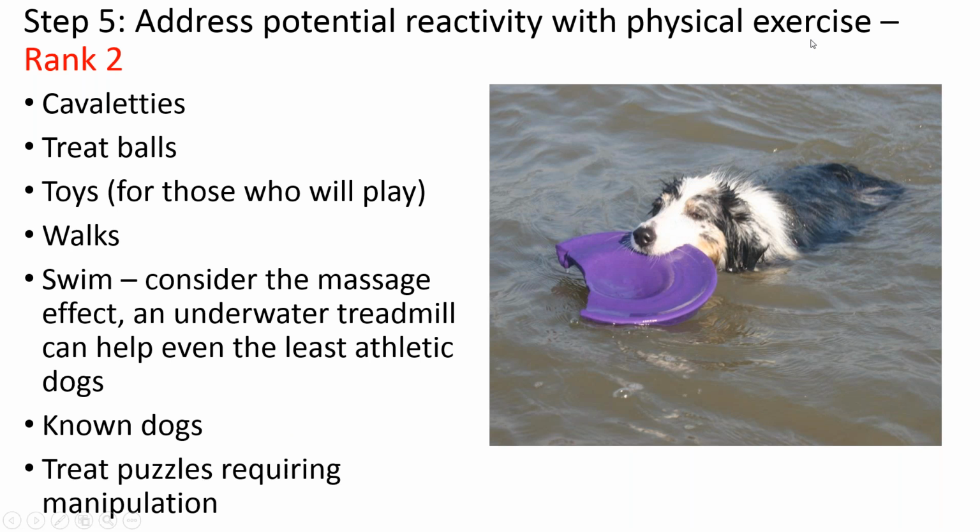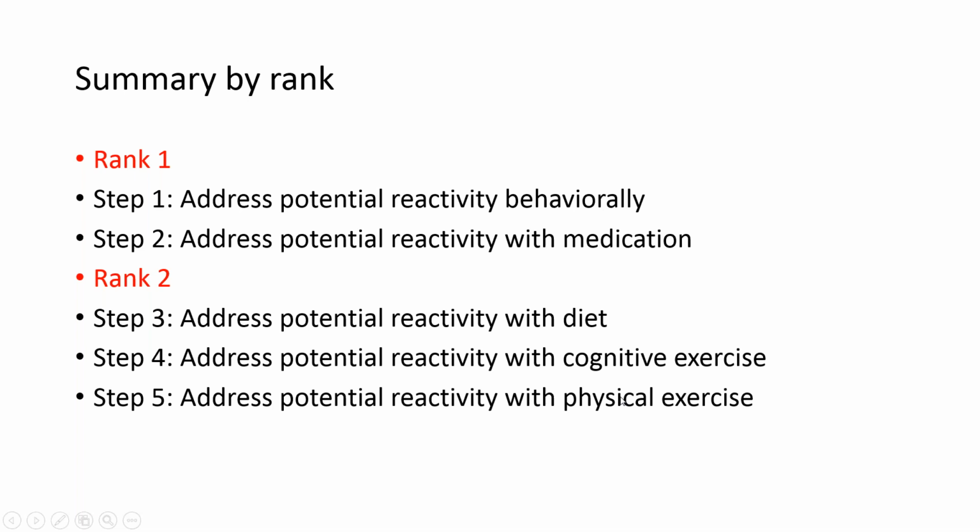But here's the problem. Most people start with the physical exercise, and then maybe they'll do some of the cognitive things, and they'll do diet, and they've got this completely backwards. They need to protect the animal first, to minimize the behavioral reactivity, address the reactivity with medication. Do not pass go, do not collect $200, do not do a single thing until you have done that. And only when the dog is well enough can you begin the cognitive exercises and then the physical exercise that's going to take them out of the system.